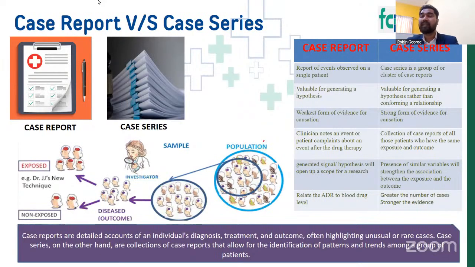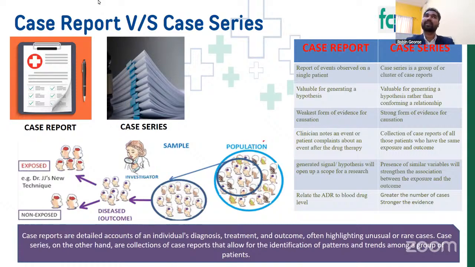That's why a case report is weak evidence, whereas a case series is comparatively strong evidence. A case report generates the hypothesis, but a case series will strengthen the hypothesis, and the greater the number of cases in the series, the more the evidence will be. But a case report, how can we prove it?